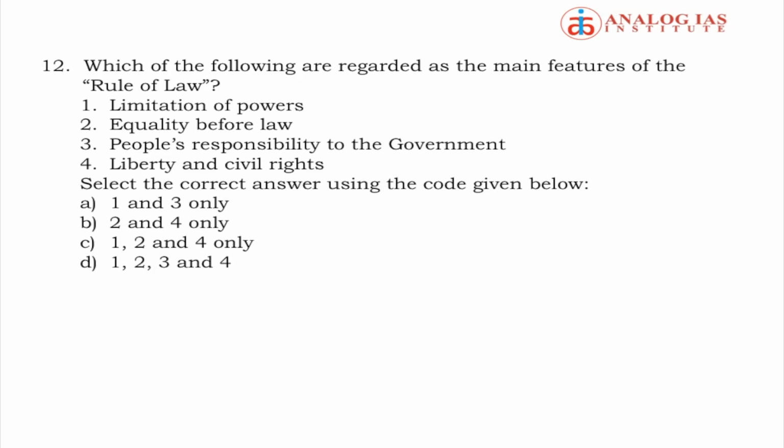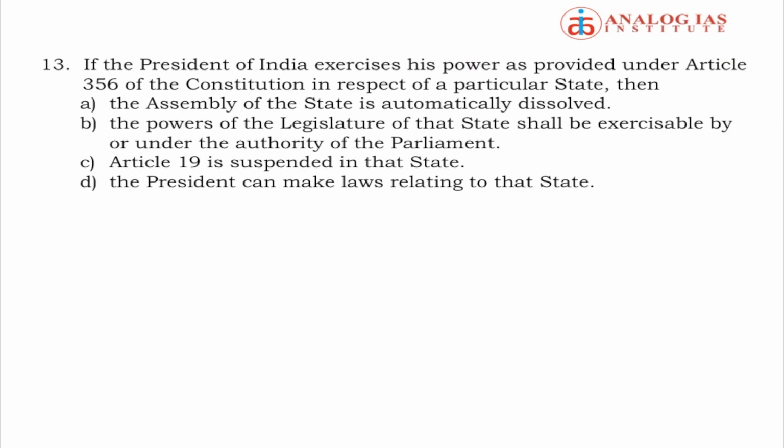We come to the next question. If the President of India exercises his power as provided under Article 356 of the Constitution in respect of a particular state, then option A, the Assembly of the state is automatically dissolved. It is wrong. After the famous S.R. Bommai case, the President of India initially keeps the Assembly in a suspended state. Once the Parliament approves President's rule, the President may dissolve the State Assembly. So statement A is incorrect.